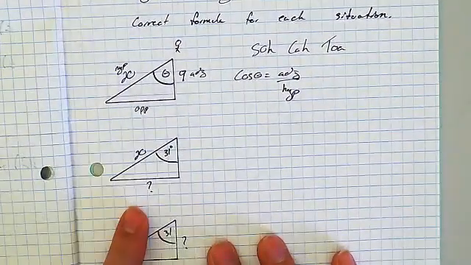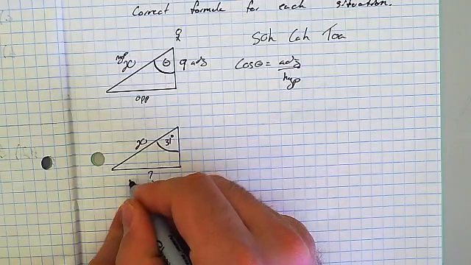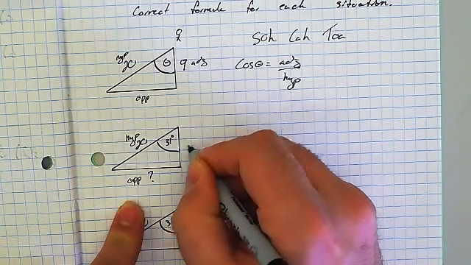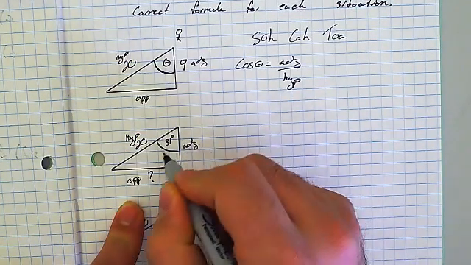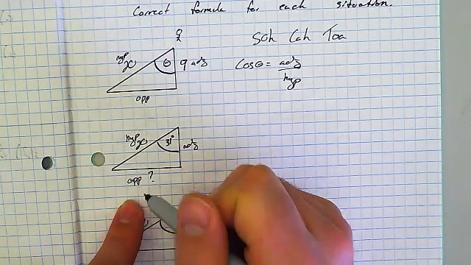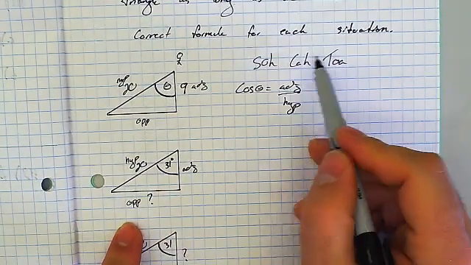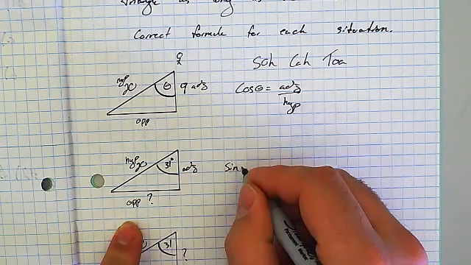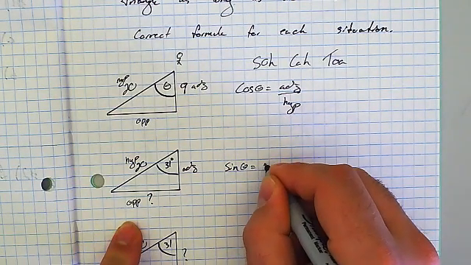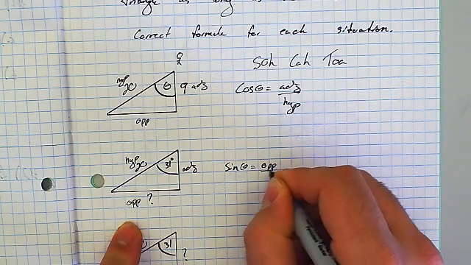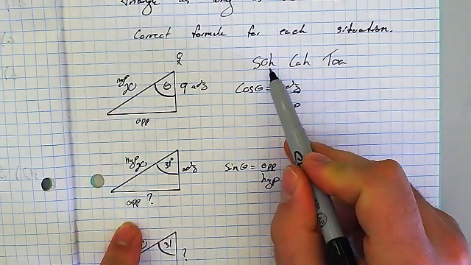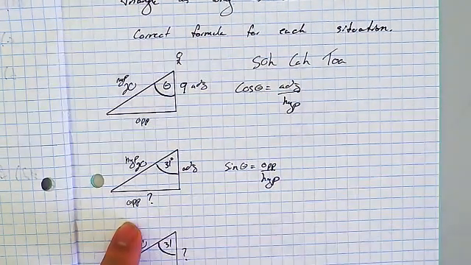For my second, again, always label first. That's all you ever want to do. I have an angle. I know the hypotenuse. I'm trying to find the opposite. Looking at SOHCAHTOA, I'm dealing with sine. So sine theta equals opposite divided by the hypotenuse. Here again, you're just looking at what you know and what you need to find out.